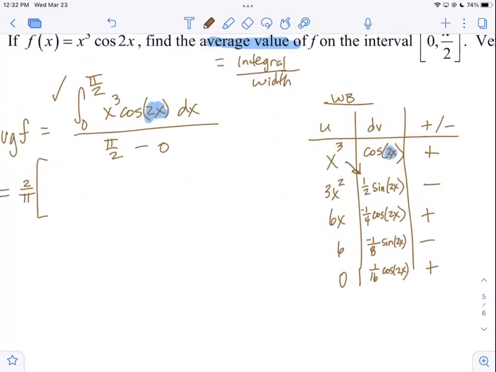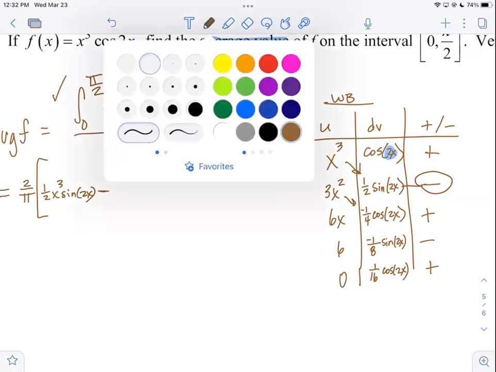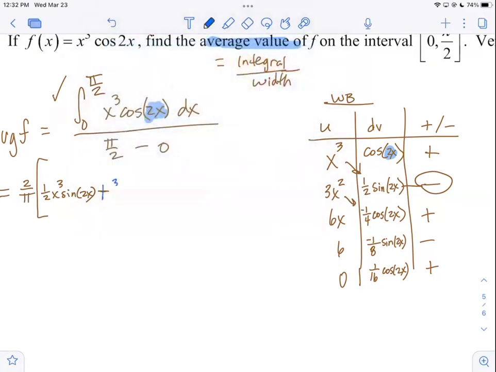It's positive 1/2 x cubed. I'm going to rewrite it as I put it down. 1/2 x cubed sine of 2x. Okay, now you go across and pick up the next sign, minus. So it's diagonally and then across. Now we got the minus, and then here's your next diagonal. Well, it's negative 3/4. So what does that do to that negative sign? It makes it positive 3/4.